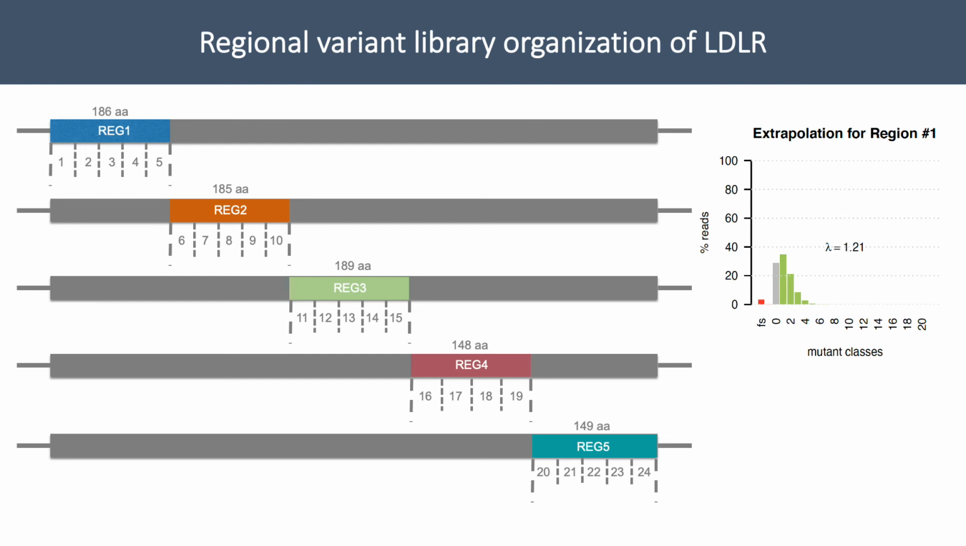So I'm just showing an example on the right here for LDLR region 1. And this shows the distribution of clones that contain various numbers of missense mutations in green. And in this particular library, there's a mean of approximately 1.2 mutations per clone.